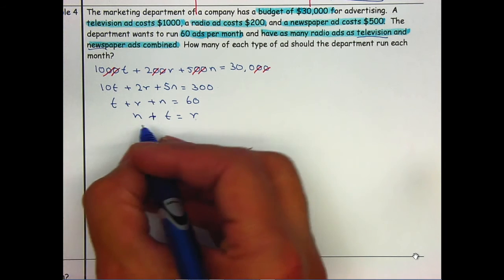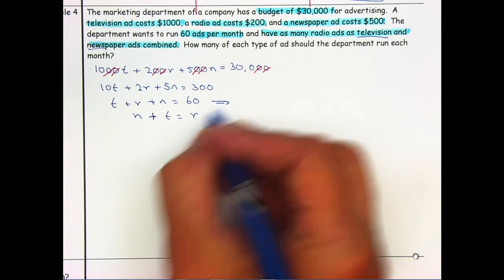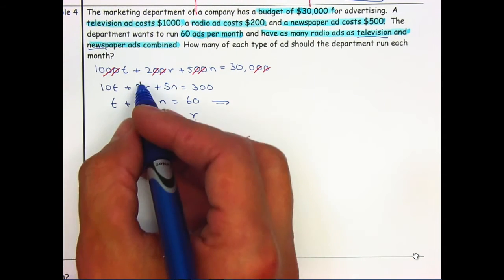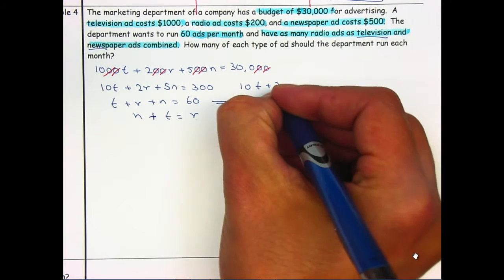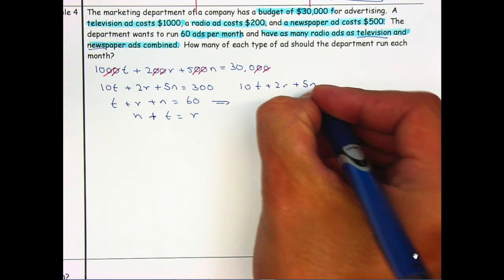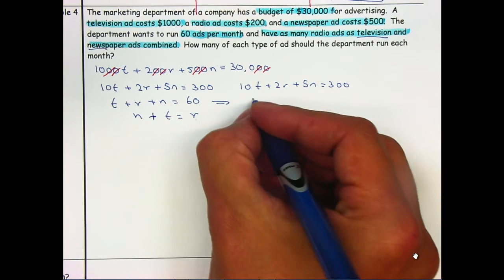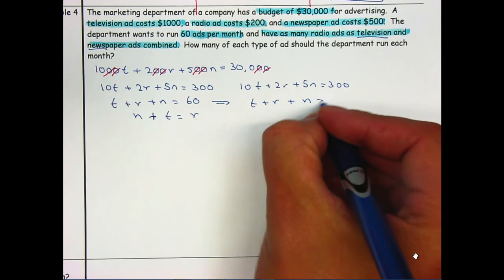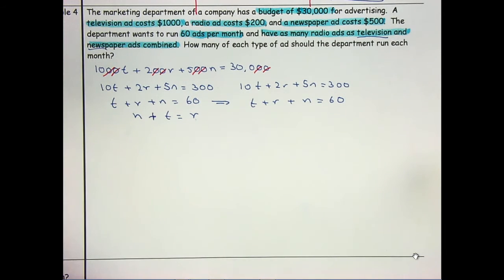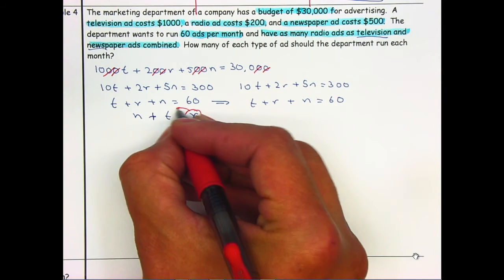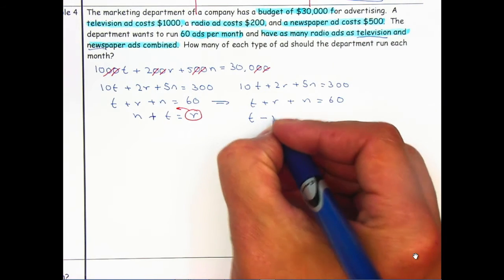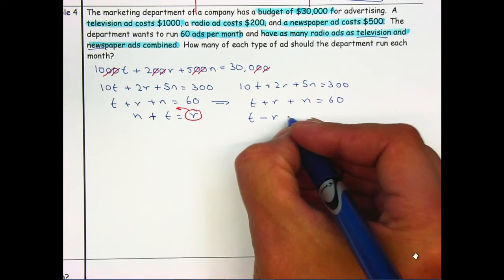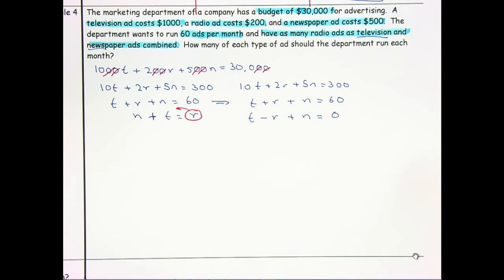The first thing I'm going to do is rewrite this one, and I'm going to place my t's together, my r's together, and my n's together. So the first one stays the same. The second one stays the same. The only one that will be changing is the last one. We're basically going to subtract r on both sides, or move the r to the left, and it becomes a negative. So let's place them in order. So we have t minus r, because that becomes a negative, plus n, and that's going to be equal to 0. So both equations are equivalent.